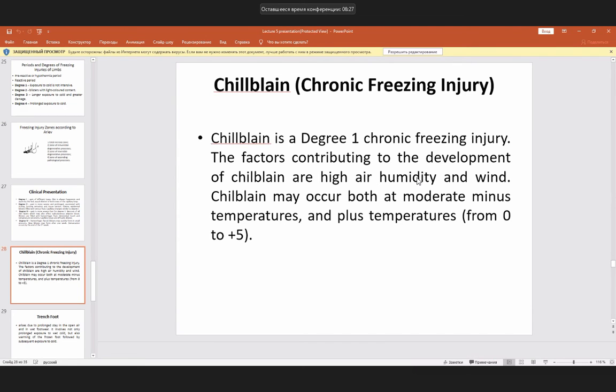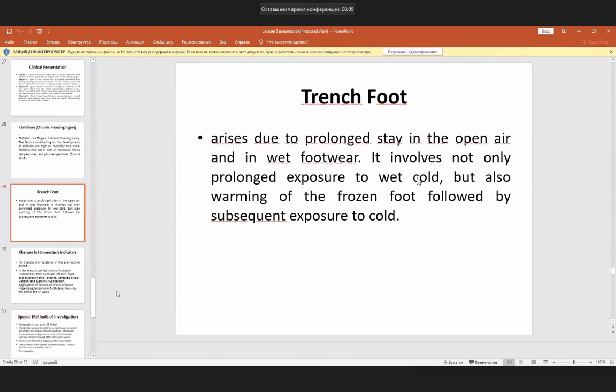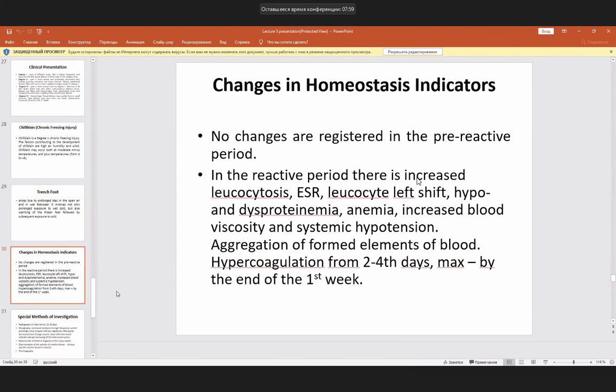From the first days, purulent resorptive fever, intoxication. Changes in homeostatic indications.